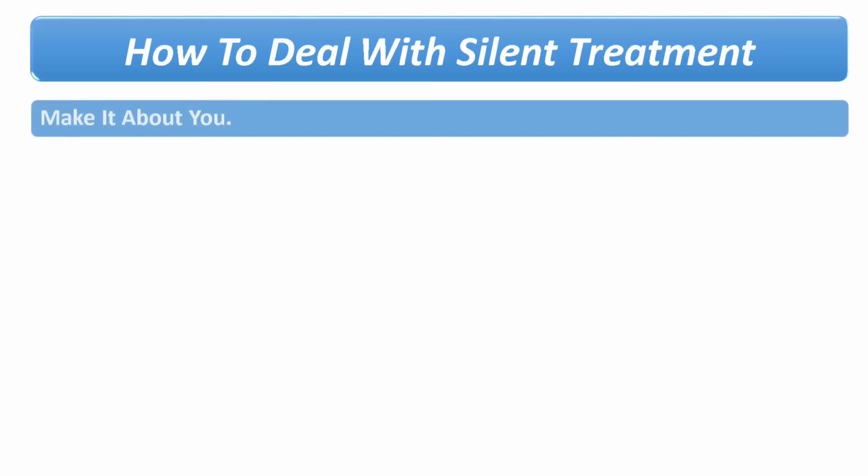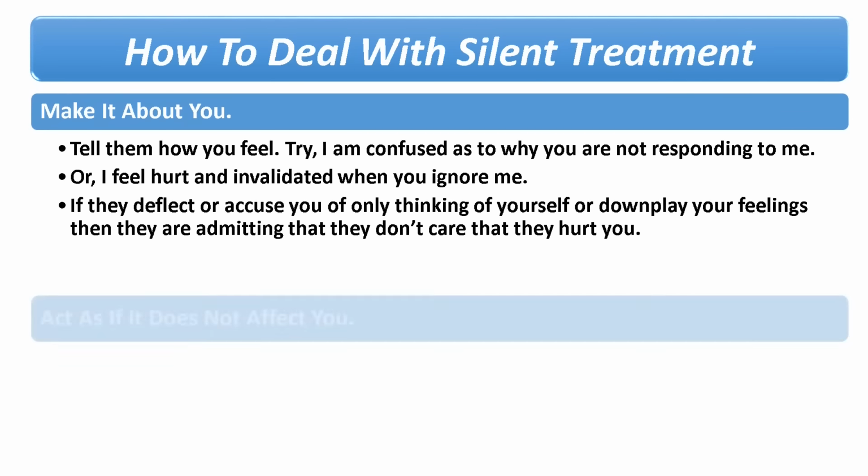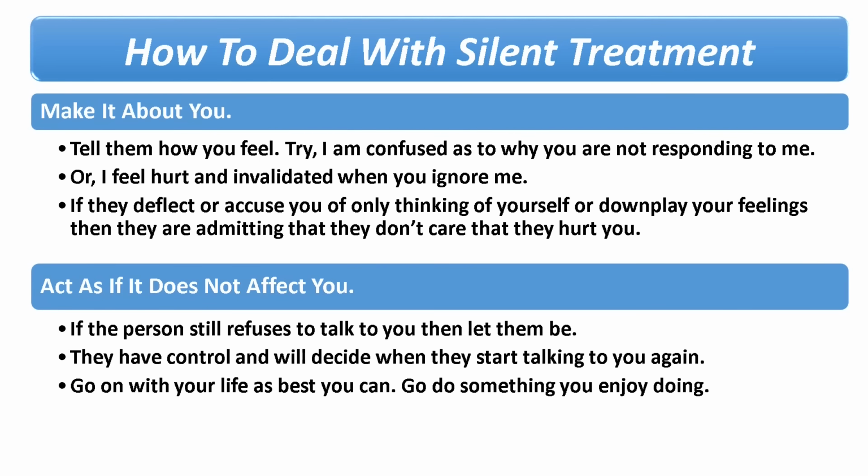Make it about you. If after a reasonable time, they are still not responding or they use silent treatment often, then you can tell them how you feel. Try, I'm confused as to why you are not responding to me. Or, I feel hurt and invalidated when you ignore me. If they deflect or accuse you of only thinking of yourself or downplay your emotions and feelings, then they are admitting that they don't care that they hurt you.